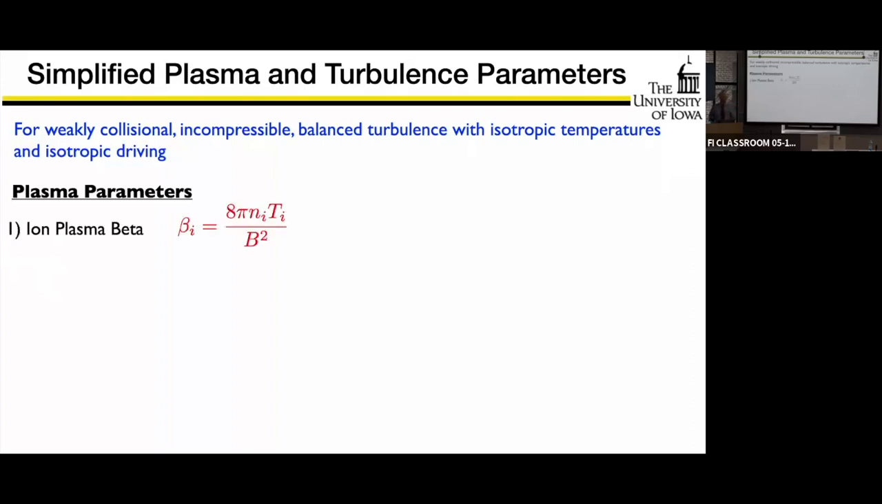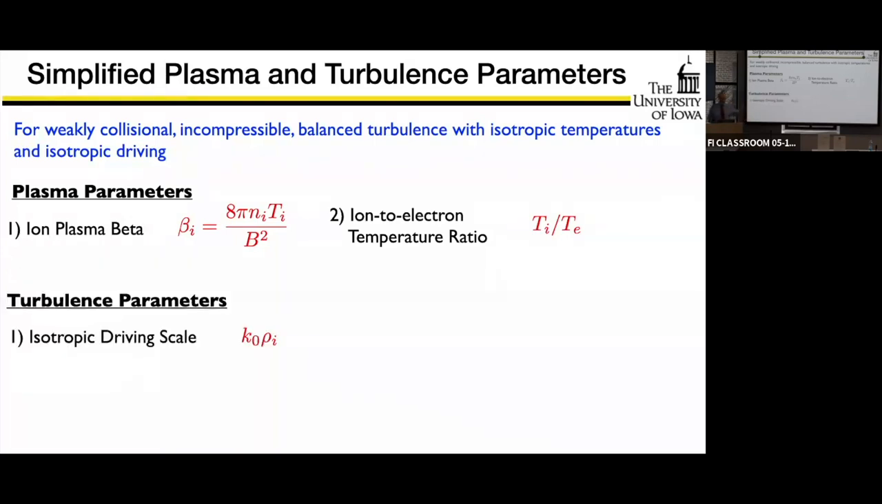In that case, you can simplify this down and you just have the standard ion plasma beta, which is the ion thermal pressure over the magnetic pressure, and the ion to electron temperature ratio. Those are the only two plasma parameters left. Then you've got the driving scale of your turbulence. You've assumed it's isotropic, so there's just one scale here. And you've got the nonlinearity parameter, how strongly you are driving the turbulence. So now you're down to four parameters, and it makes things a lot more tractable.